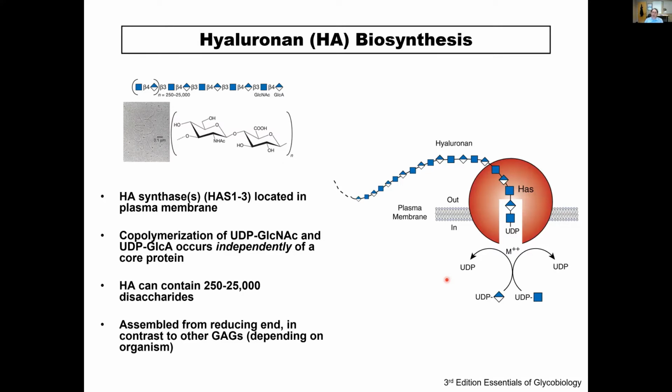So HA is biosynthesized at the plasma membrane by a group of synthase enzymes known as the Has enzymes. And again, this is a unique biosynthetic mechanism compared to the other classes of glycosaminoglycans, because this GAG is biosynthesized right at the plasma membrane, and it is copolymerized with N-acetylglucosamine and glucuronic acid, repeating disaccharides, and it is not attached to our core protein. So the GAG chains exist as themselves, and they're pumped out into the extracellular space.